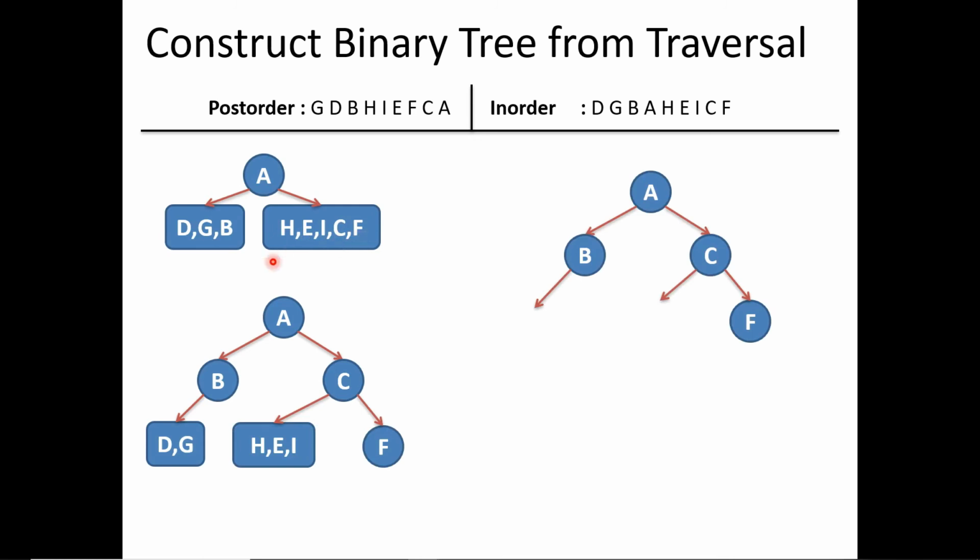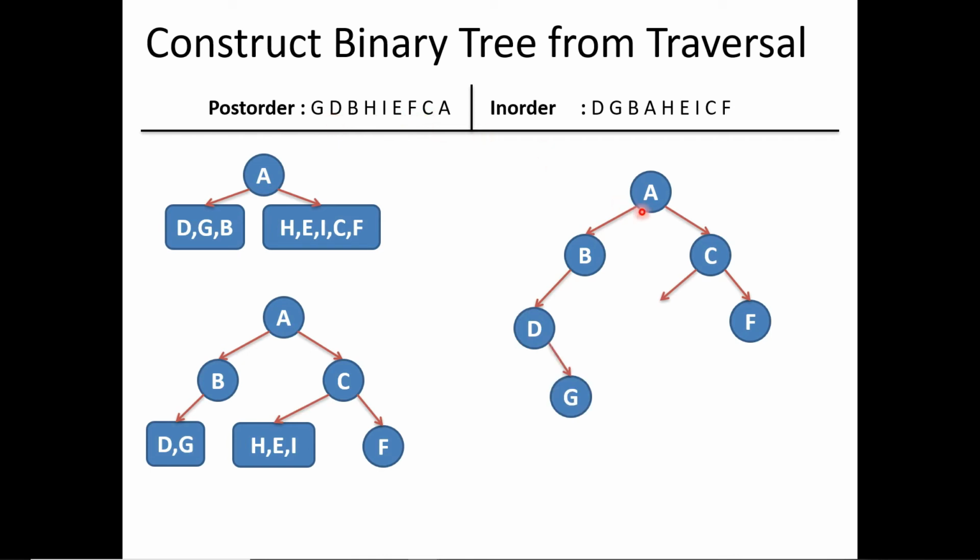Now we have to check for the left node of B. So now from D and G we have to check which node comes first. So check from this side. You have to find D first. So now D becomes the parent of this node, right? And D has no left part. So node G becomes the right child of this node D.